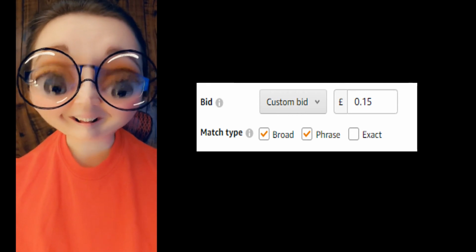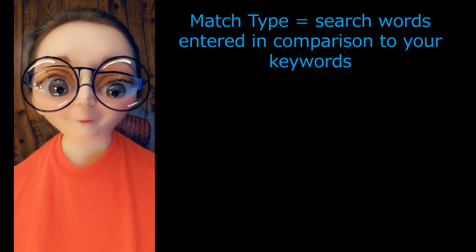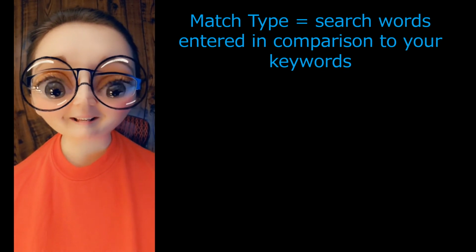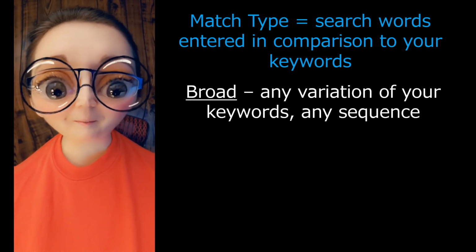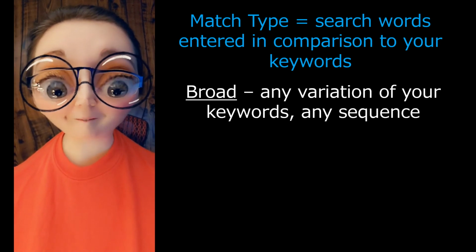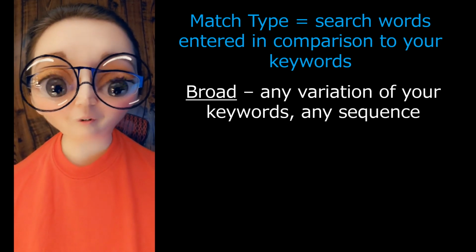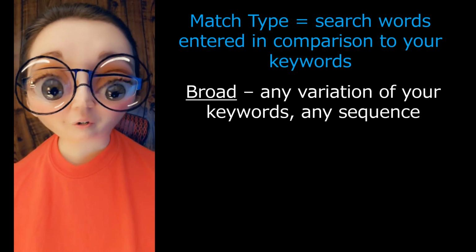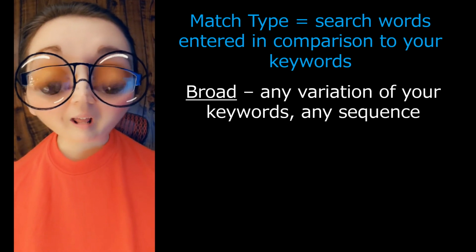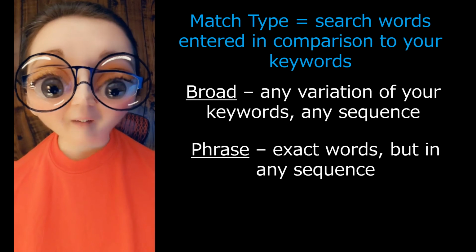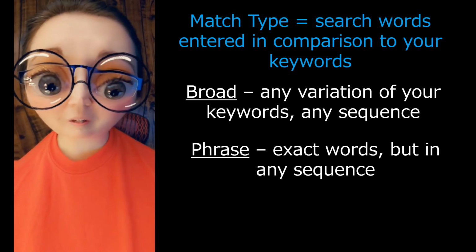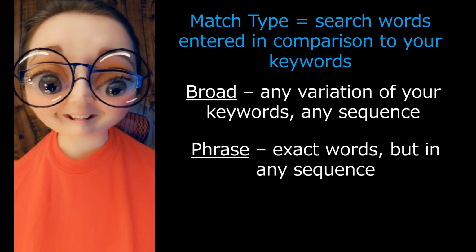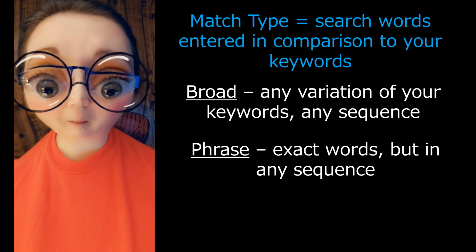Okay, match type. So, broad. What this means is if somebody types in words that are very similar or a variation of the words that you have in your keyword phrase, then your books will come up in the search. If you pick phrase, then they have to have the exact same words that you have in your keywords in their search for the book to come up.